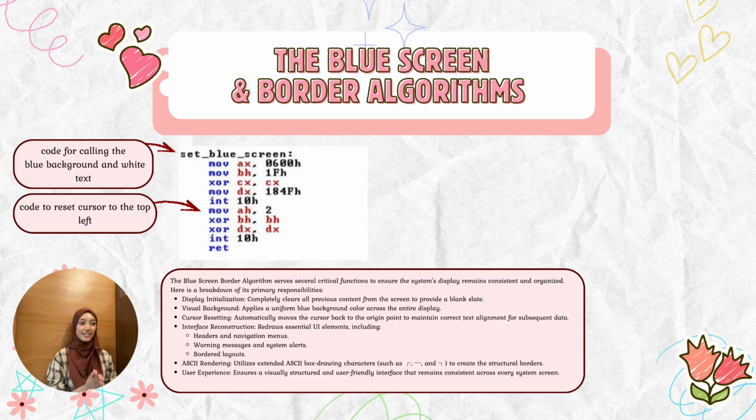It defines our color attributes: 1 for a blue background and F for bright white text. The second block resets the cursor to the origin, 00. This ensures that every time the system updates, the UI starts from a perfectly aligned blank state.